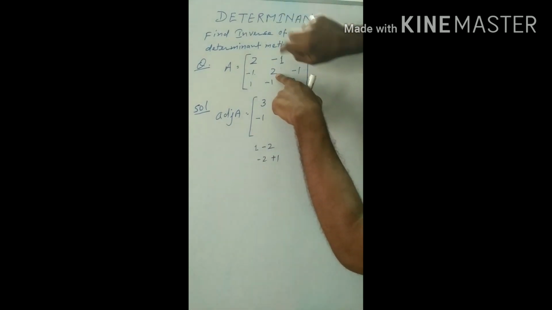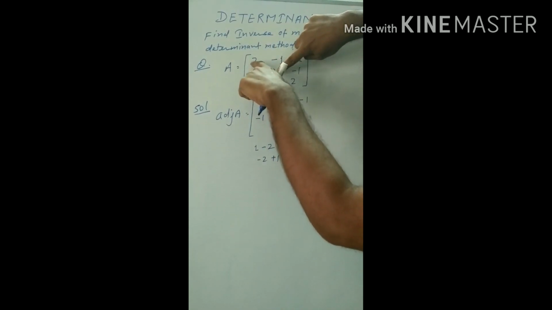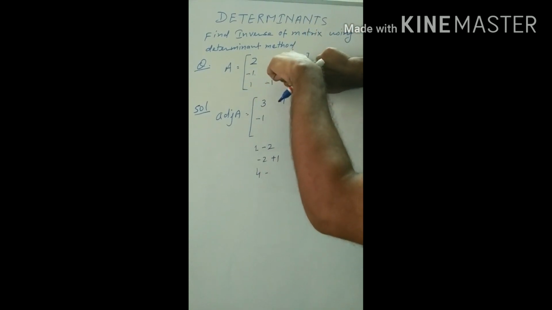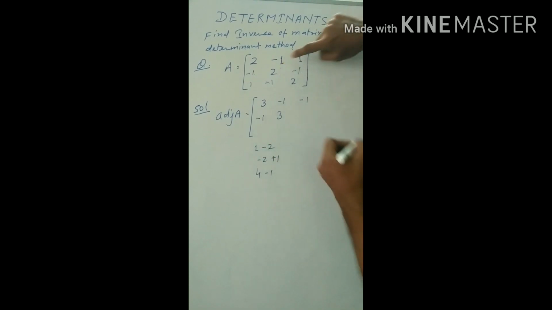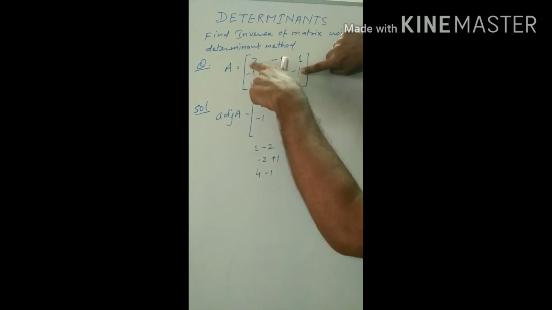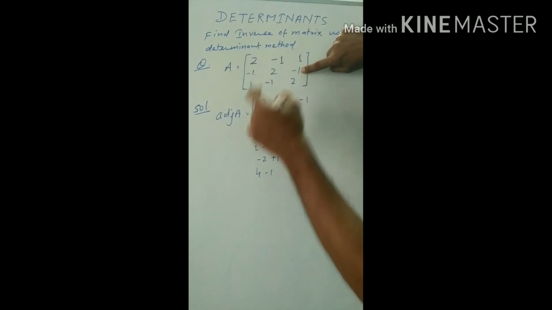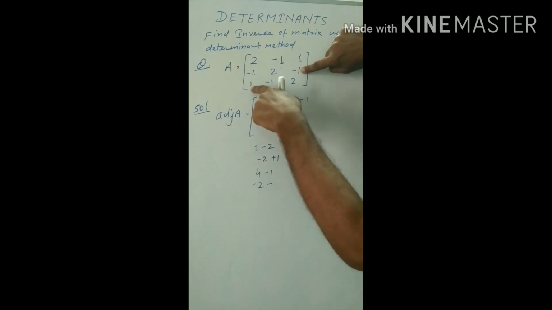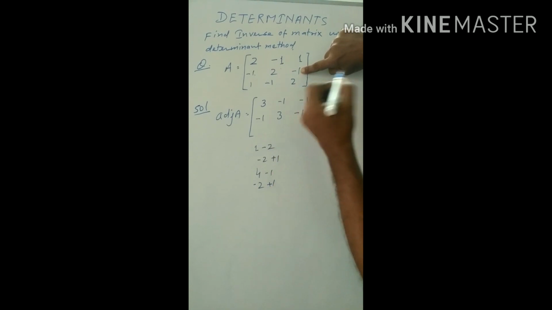Then for this one, leave the second row and second column. 2 into 2, 4, minus sign, 1 into 1, 1, 4 minus 1 is 3. For this one, leave this row and this column. 2 into minus 1 is minus 2, then minus sign. This one is minus 1, so here plus. Minus 2 plus 1 is minus 1.